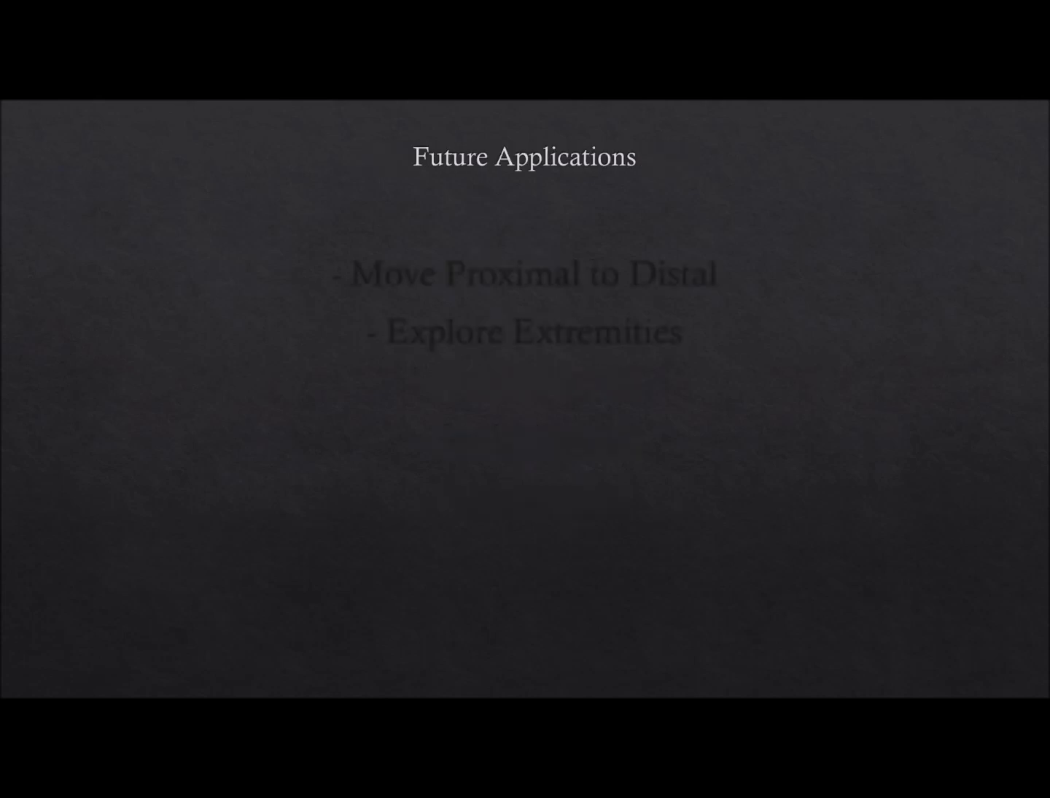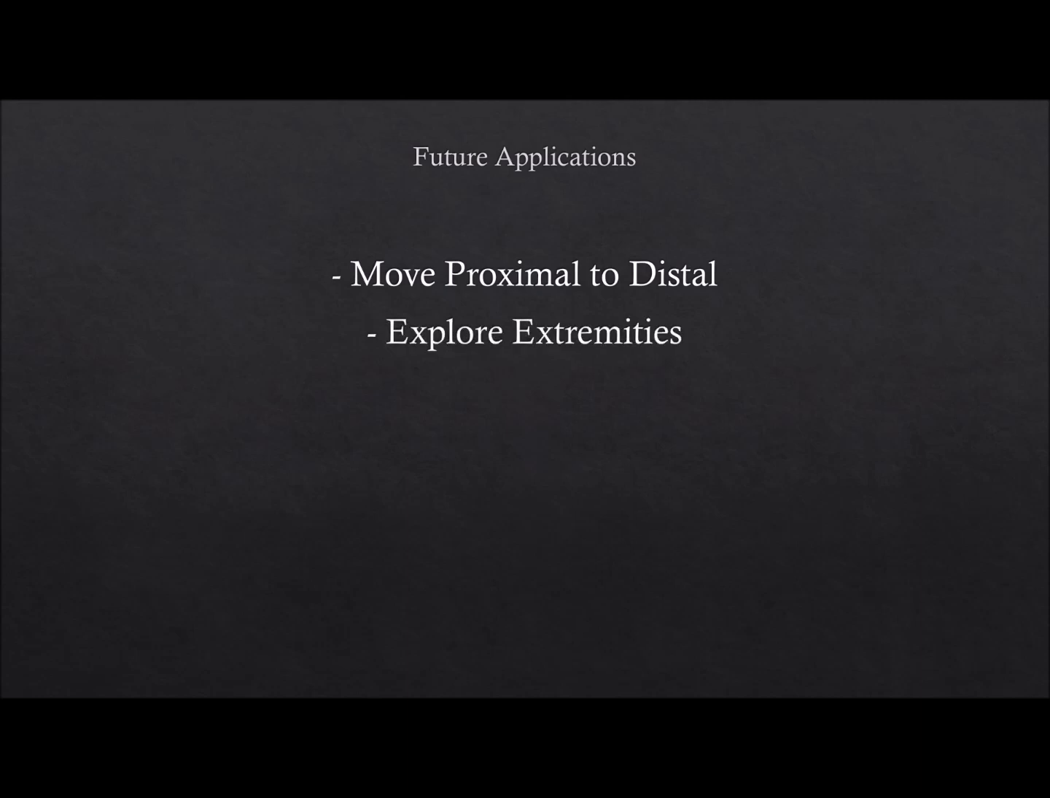Some future applications and things that we're looking to do is to move from proximal to distal. So again, looking at specifically the pelvis and the rib cage, and what we've been able to glean from that has been great, but being able to start to move out from there and start to look more at the extremities, understand more about the movements and the forces of the extremities beyond just the analysis of the pelvis and the rib cage. That's really what we're able to start to look into, and those hopefully are the next steps for us.